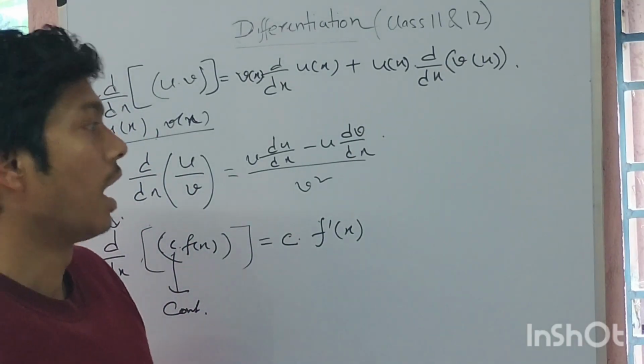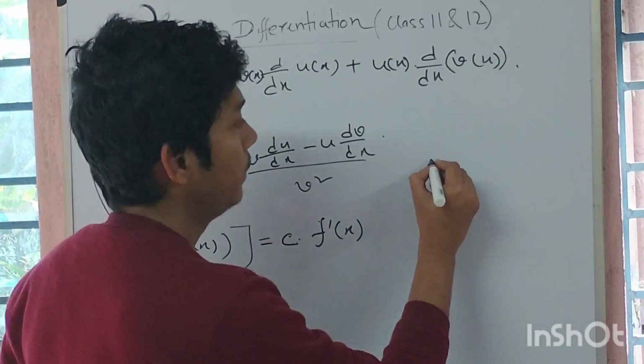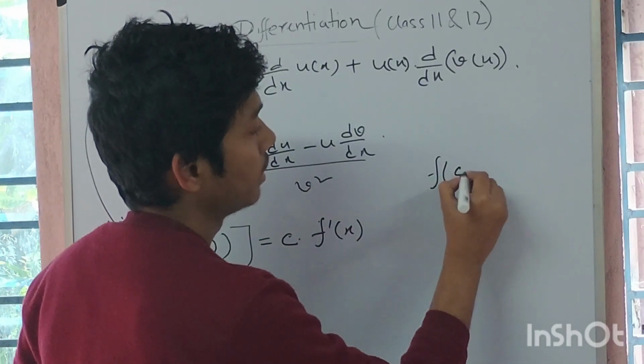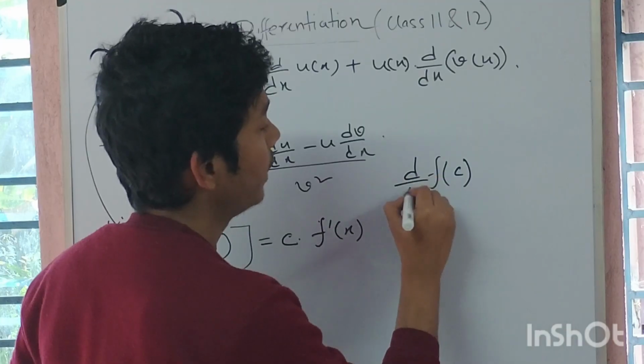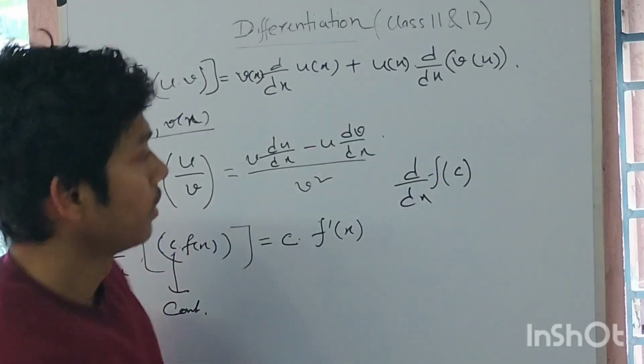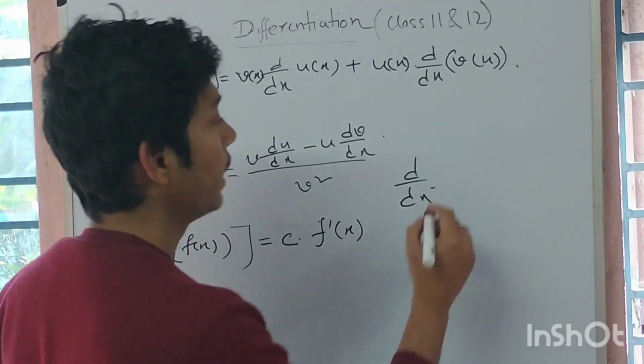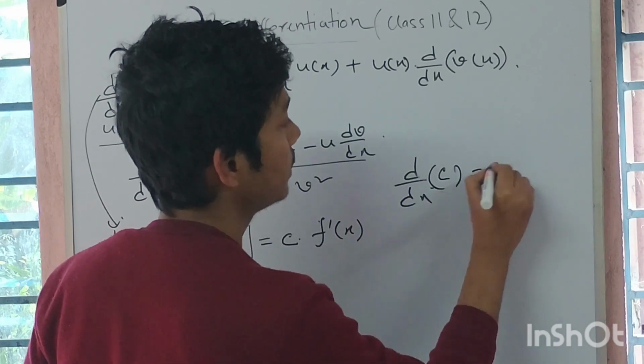If I have missed telling you that, then please notice it. d/dx of any constant function, d/dx of any constant, is 0.